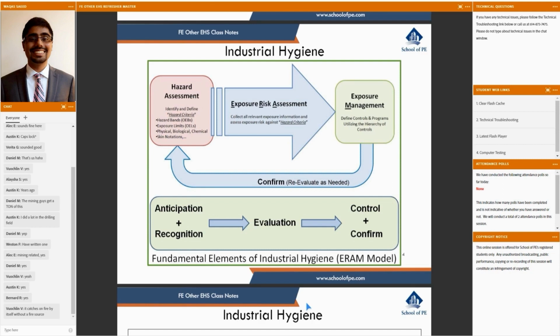And then you're determining the actual exposure or probability of those hazards. That's that exposure risk assessment. And then that ties into what you can do to manage or mitigate those potential hazards and exposures. And this is a cyclical process. You go through this multiple times.